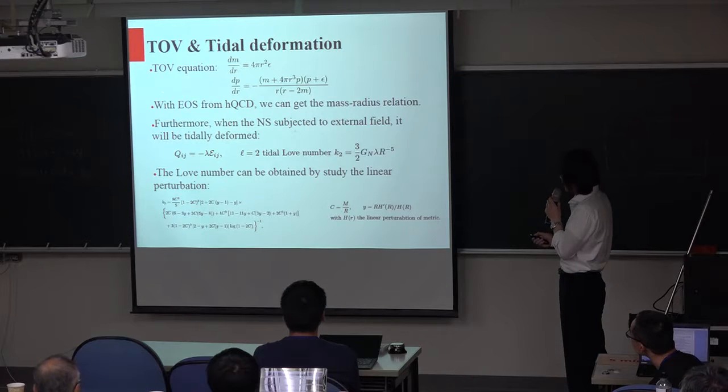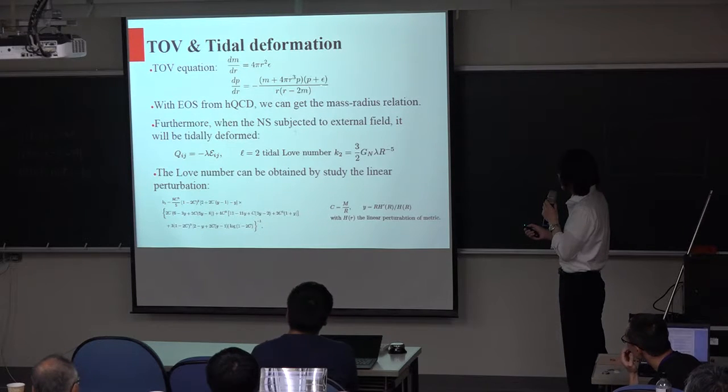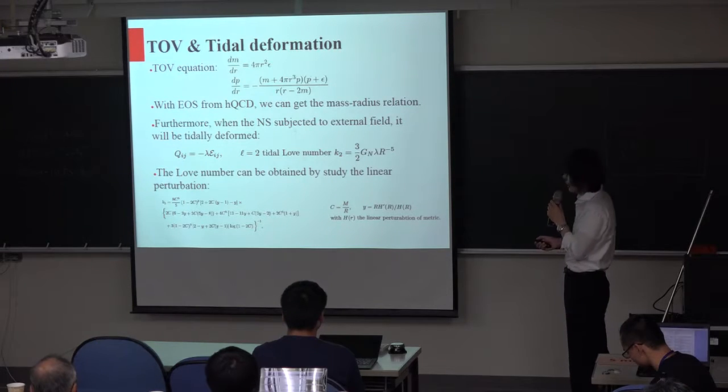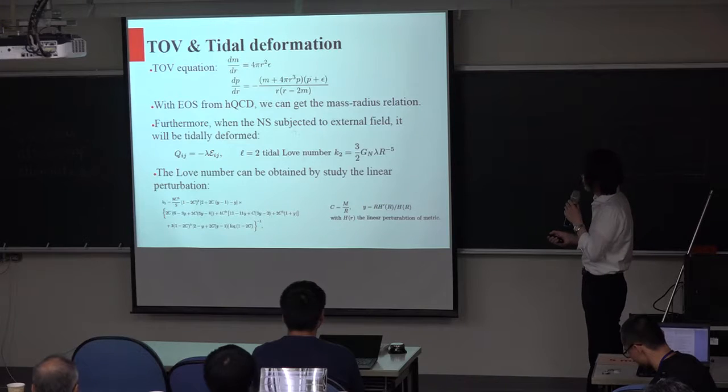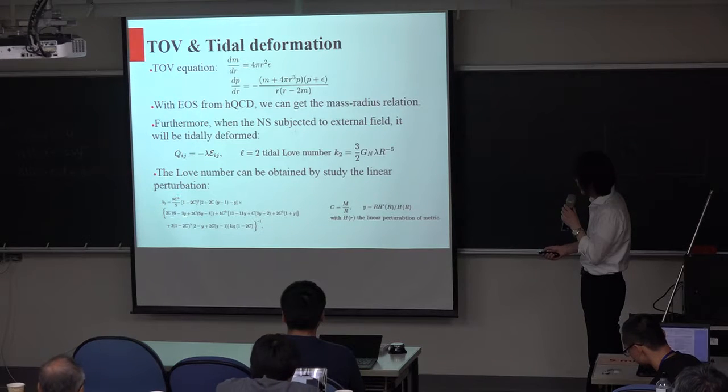With the TOV equation, you see we could determine M and P as functions of R as long as we know the equation of state, which means epsilon is a function of P. So you could solve this equation easily. And then there are also standard approaches to find the tidal deformations as long as you have the relation between epsilon and P. In that case, you could calculate this Love number k2 this way, also by numerical calculation.